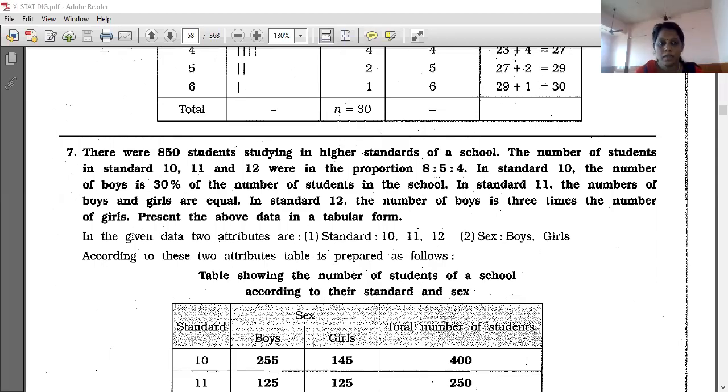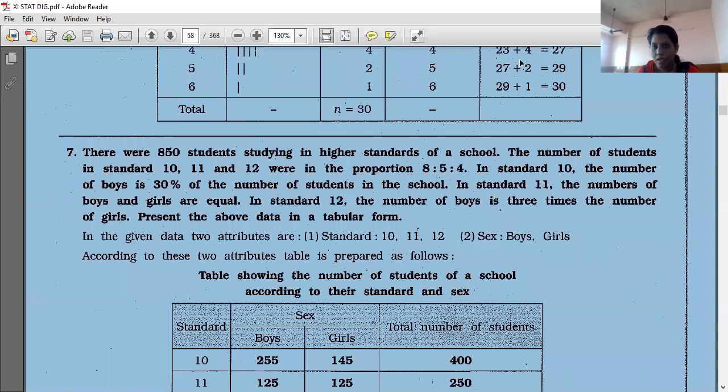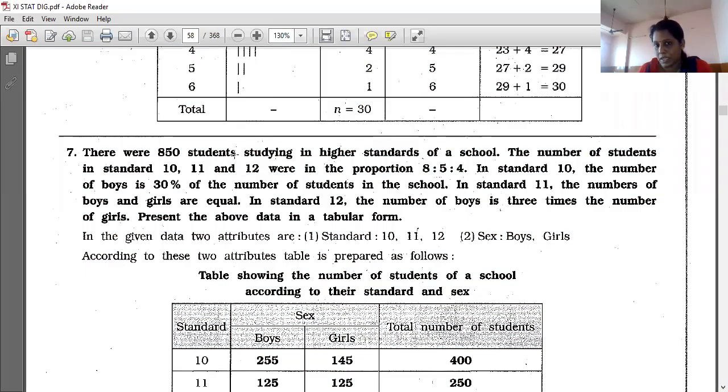So today we are going to start with our seventh sum. In the last video I have completed section E. The fifth sum I have completed, and the sixth one is an easy sum, so you can do that at home in homework. Today we'll start with the seventh sum, that is a tabulation sum.